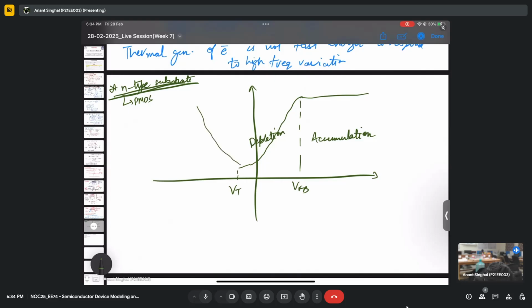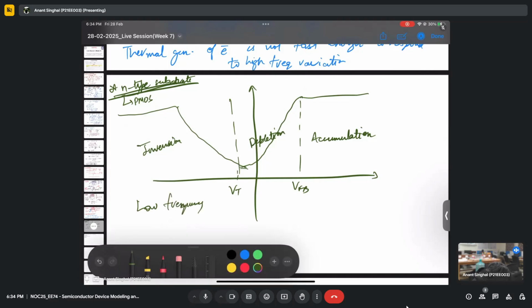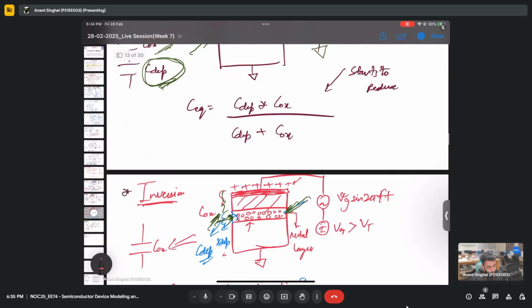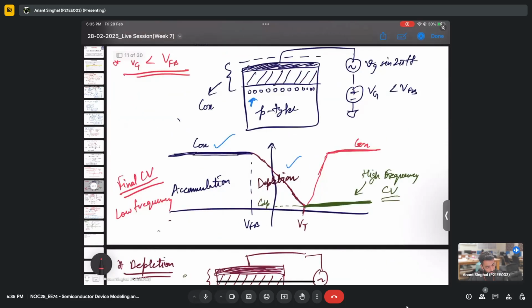And after VT we again have this increase. So this is inversion. This is low frequency because it went up. Similarly, for high frequency it will be just like this. The red one is the high frequency plot. This is the CV for a PMOS. The one we drew earlier was the CV for a P type substrate, that is, an NMOS.